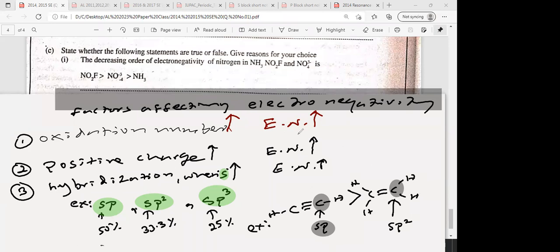Now you can understand alkane, alkene and alkyne. The electronegativity of carbon on the Pauling scale is 2.5, but this electronegativity depends on other factors also. This carbon atom is more electronegative than the other carbon because of higher S character. Please copy down this note. It's like a short note for you. Is that clear?